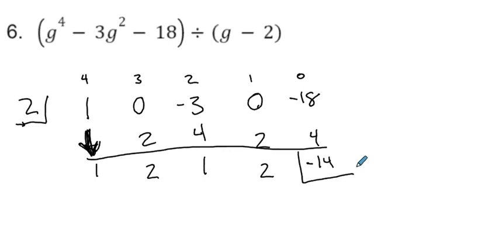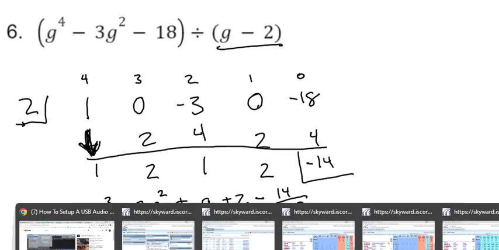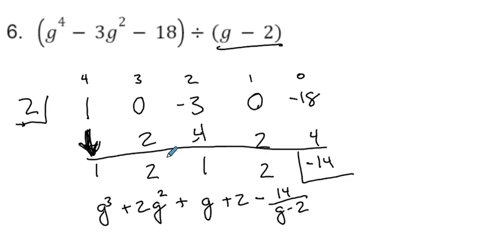This is my remainder. And I will start this with a g to the 3rd power because it's always 1 less. So it would be g to the 3rd plus 2g squared plus 1g, and we'll just call it g, and then plus 2. And then my remainder, I'm going to write like this. I'm going to go negative. I'm going to put the 14 up on top, and then underneath I'm going to use my divisor, which is g minus 2. And with that, you are completely finished.